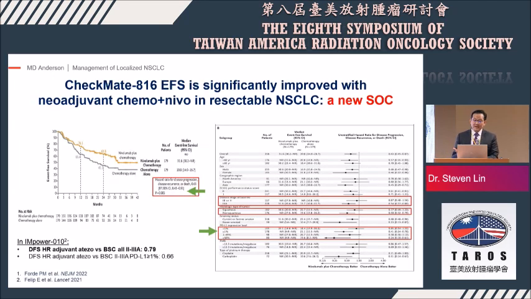CheckMate 816 was the trial that demonstrated that. The primary endpoint was event-free survival, and this now is really a new standard of care. This trial randomized patients to induction chemotherapy, which is also one standard in patients who are resectable. Some of these patients get induction chemotherapy prior to surgery. Then this trial added immunotherapy, in this case nivolumab, with chemotherapy, and showed a significant improvement in event-free survival with the incorporation of nivolumab with chemotherapy.